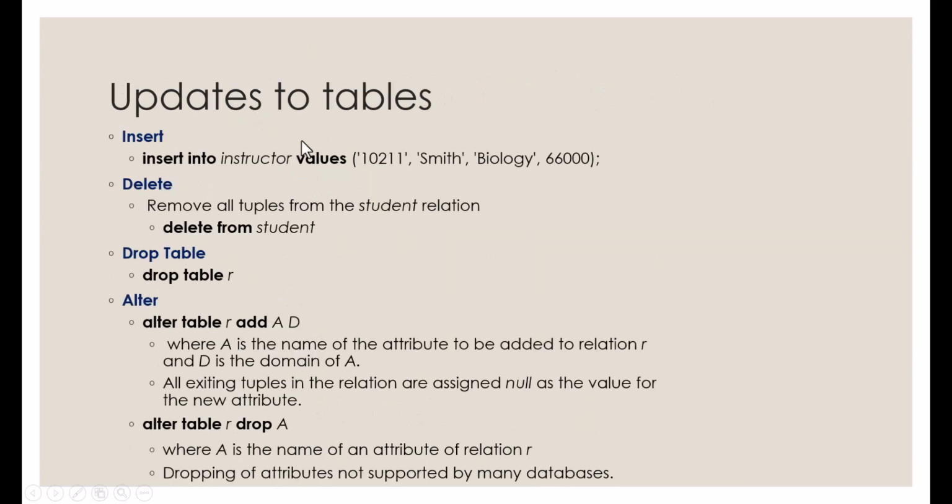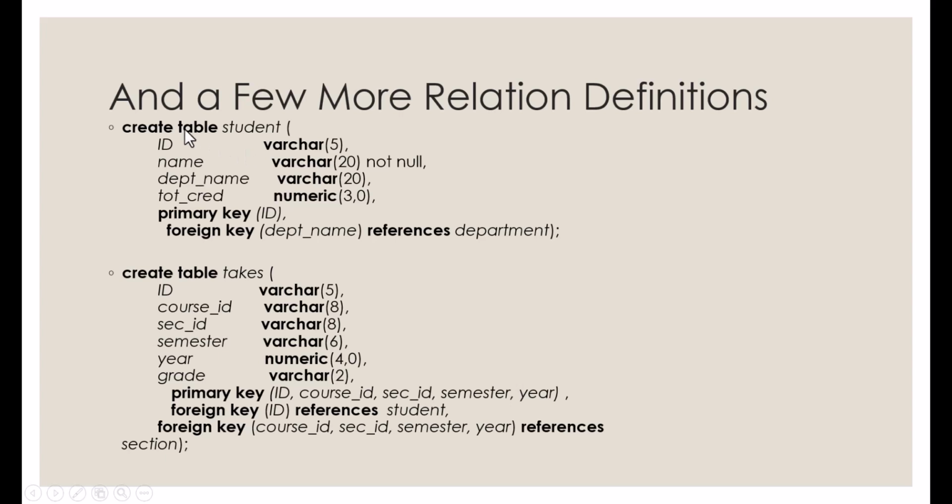Here we are creating a table called student. Okay, it has ID, name, department name, and total credits. Okay, and then total credits will allow up to 3 numbers, and then if there is no decimal point. Primary key here is ID. It has a foreign key, department name, also referencing department.